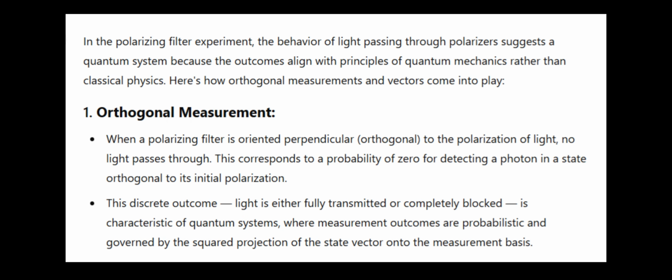In the polarizing filter experiment, the behavior of light passing through polarizers suggests a quantum system because the outcomes align with principles of quantum mechanics rather than classical physics. Here's how orthogonal measurements and vectors come into play.